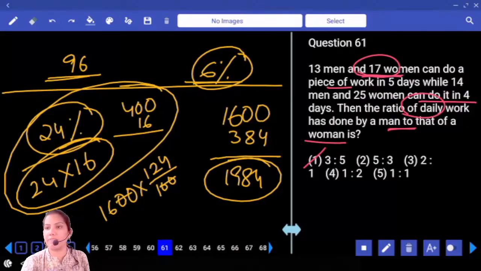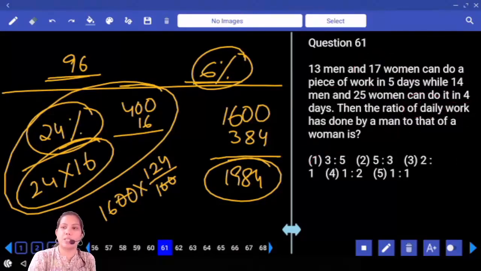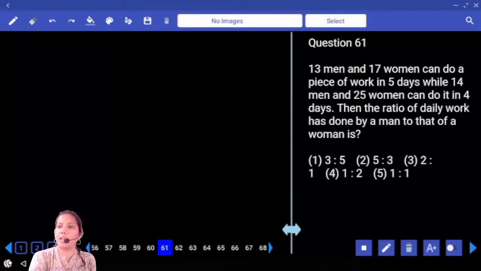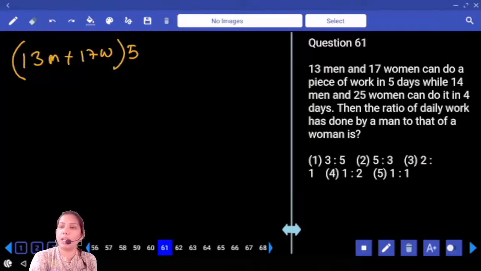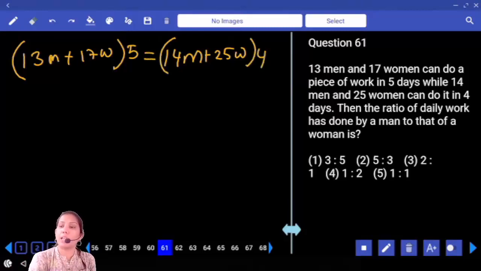Next, question number 61. 13 men and 17 women complete a work in 5 days, while 14 men and 25 women can do it in 4 days. How many days? 14 men and 25 women can complete the same work in 4 days. And the question is, the ratio of daily work done by a man to that of a woman. That means what is the efficiency ratio between man and women? How many men here? 13.